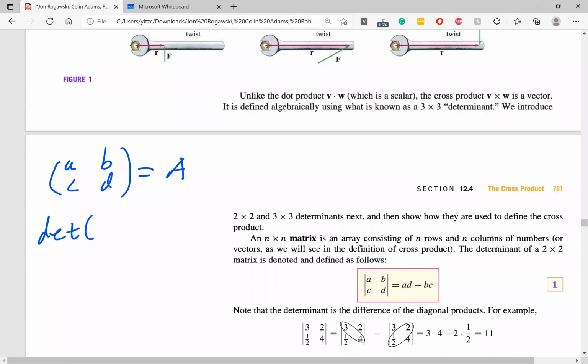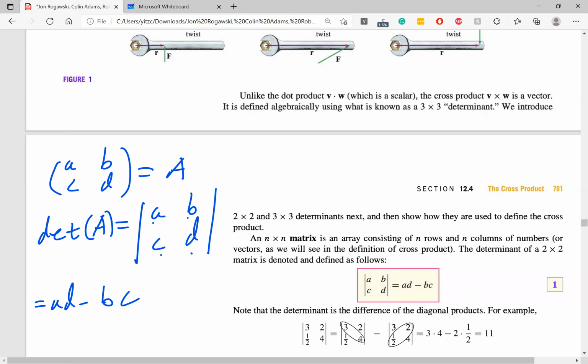the determinant of our matrix A, which we write with two lines, A, B, C, D, is equal to A times D minus B times C. And that gives you some number, and that number is your determinant. And if you do know some linear algebra, you'll know that this corresponds to some area.